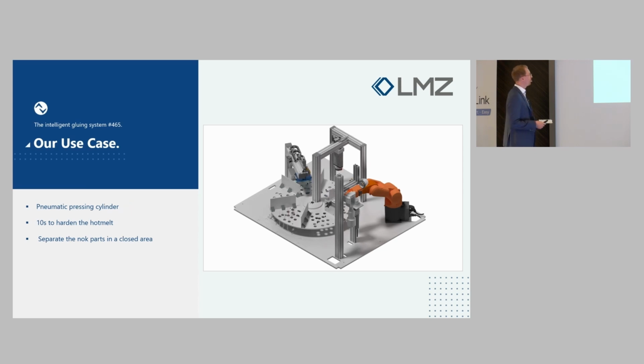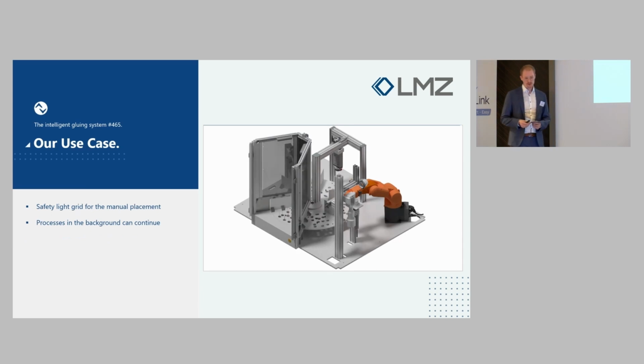Thereafter we have the pressing of the component right over here, and we use pneumatic cylinders to press the components together so that the hot melt can harden. This is followed by the station for separating the not okay part in a separate container.